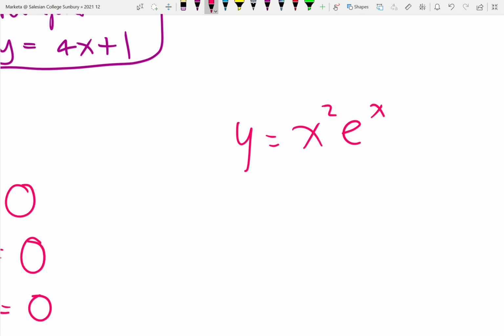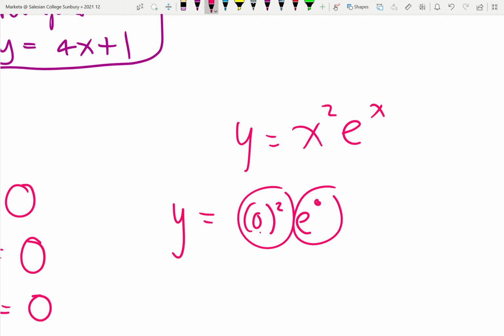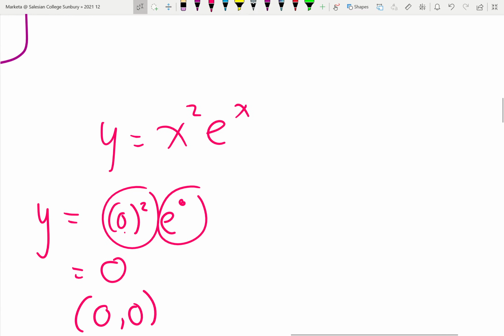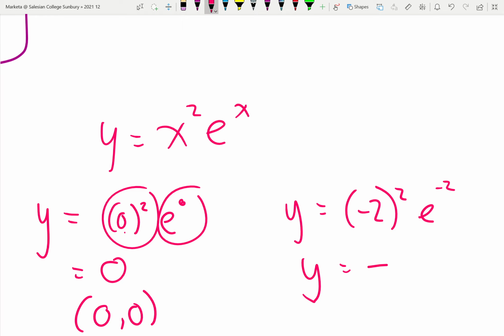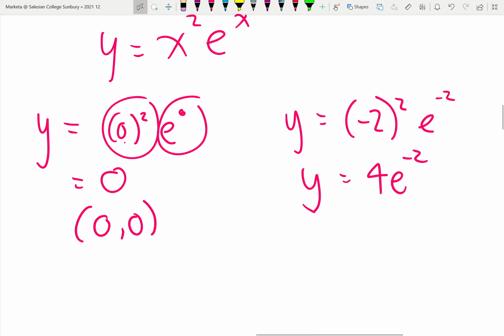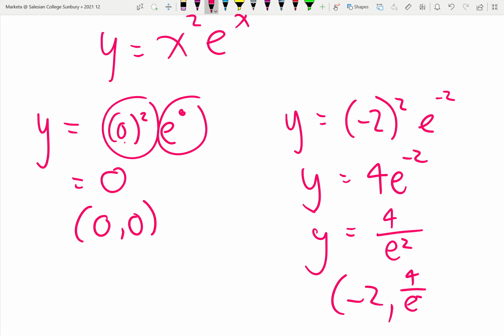So let's sub 0 in. Of course, this will be 0 and this will be 1. 0 times 1 is 0. So our first coordinate is (0, 0). For the second coordinate, y equals negative 2 squared times e to the power of negative 2. So that's going to be 4e^(-2), which is 4 over e squared. So our second coordinate would be (-2, 4/e^2). So these would be the coordinates where the gradient is 0.